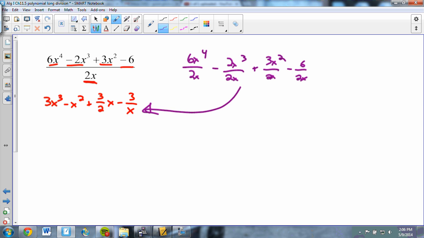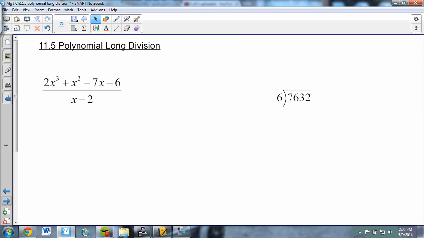So dividing by a monomial is pretty simple. Dividing by a binomial is substantially more complicated, actually. That's where we're going to spend most of our time today. Before I do long division of a polynomial, I'm going to remind us of how long division works in general. So I'm going to do this problem over here first.